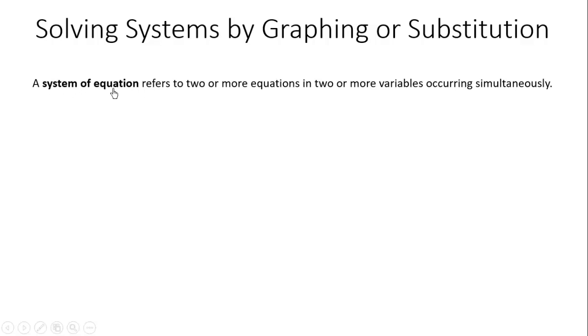A system of equations refers to two or more equations in two or more variables occurring simultaneously. So that is a system.